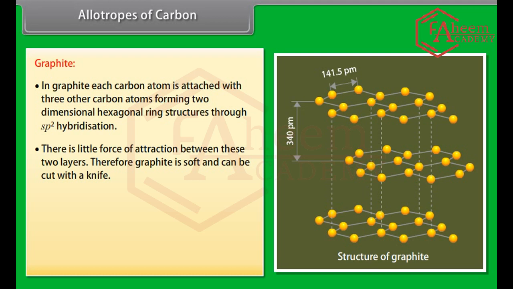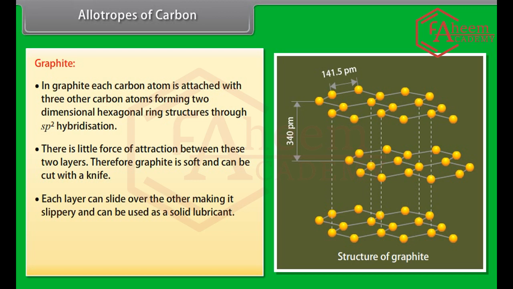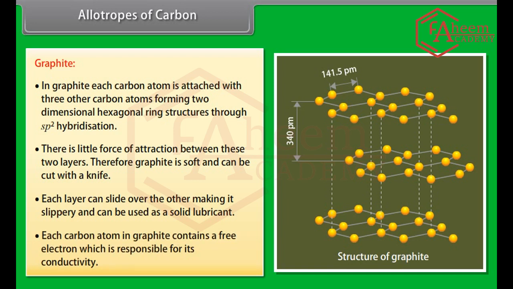Therefore, graphite is soft and can be cut with a knife. Each layer can slide over the other, making it slippery and can be used as solid lubricant. Each carbon atom in graphite contains a free electron, which is responsible for its conductivity.